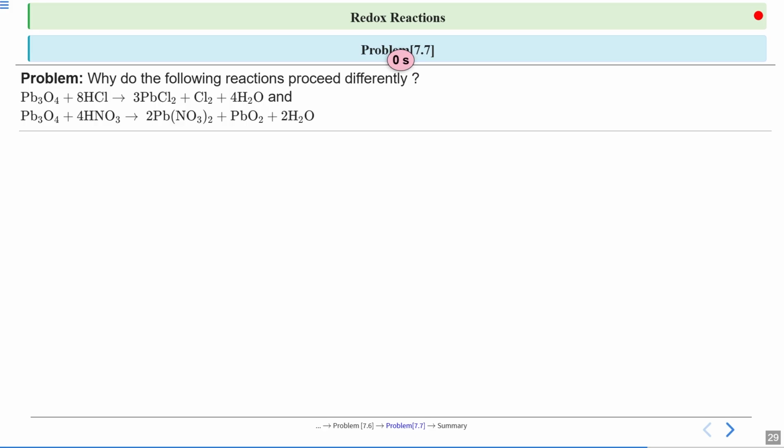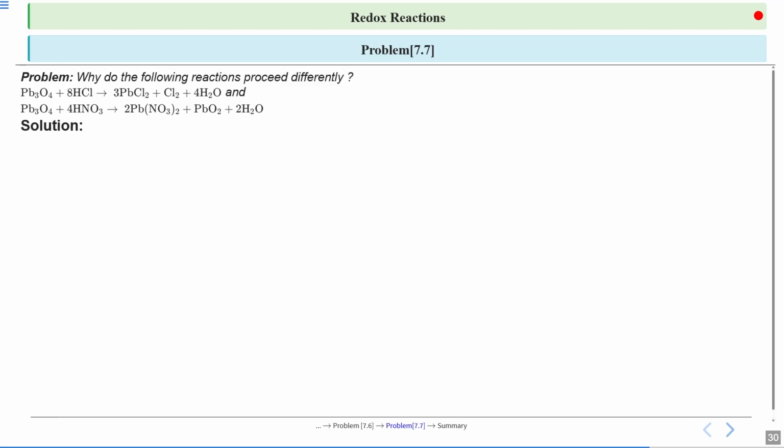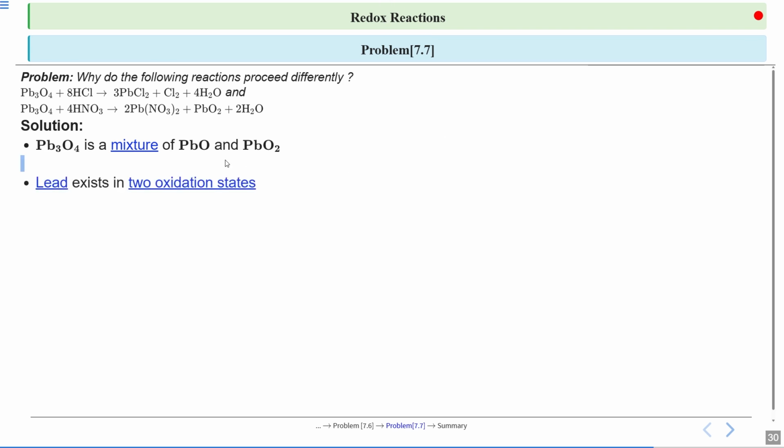So now let's look at the explanation. In this question, the reaction is given for Pb3O4. We know that Pb3O4 is a mixture of PbO and PbO2. Now, if we look at the lead, it exists in two different oxidation states in both of these compounds, that is PbO and PbO2.